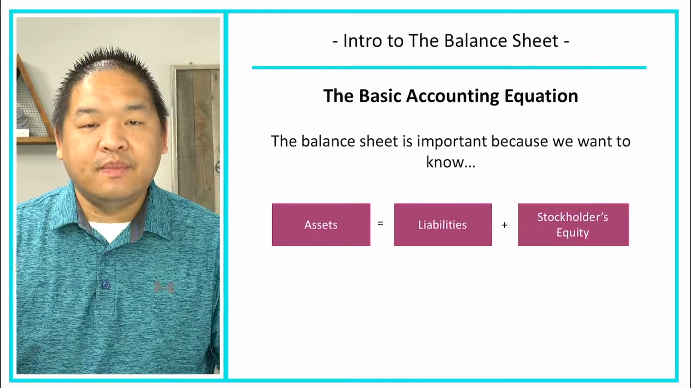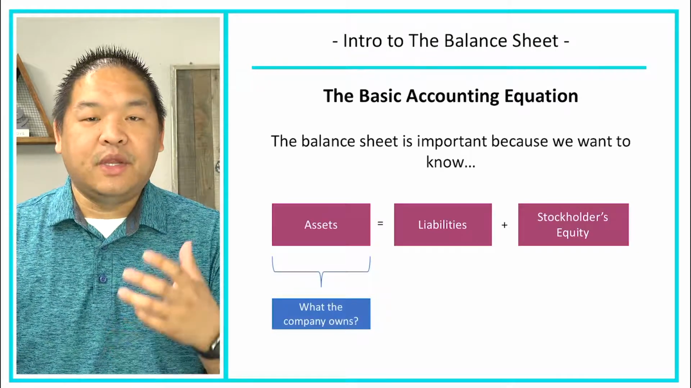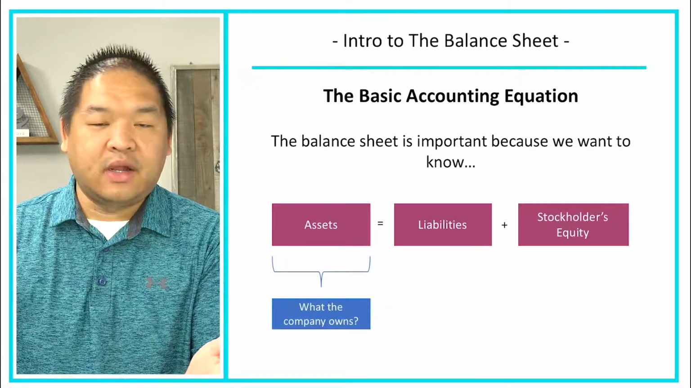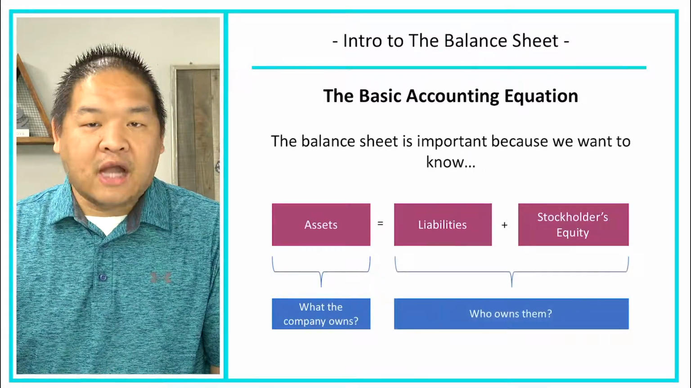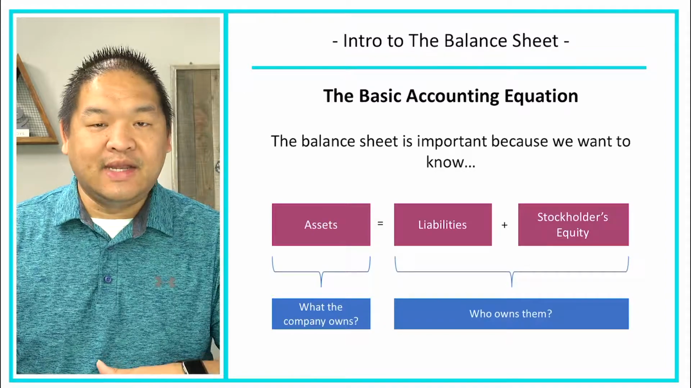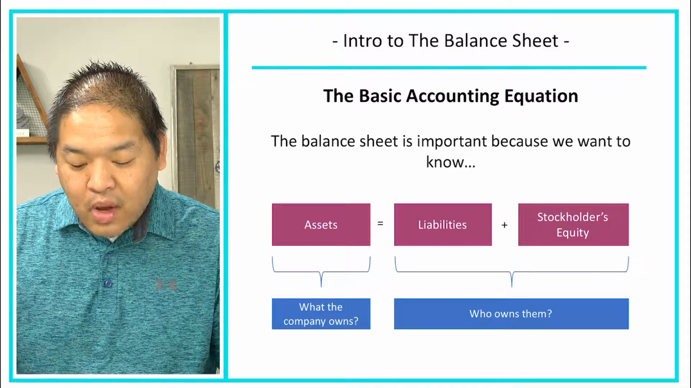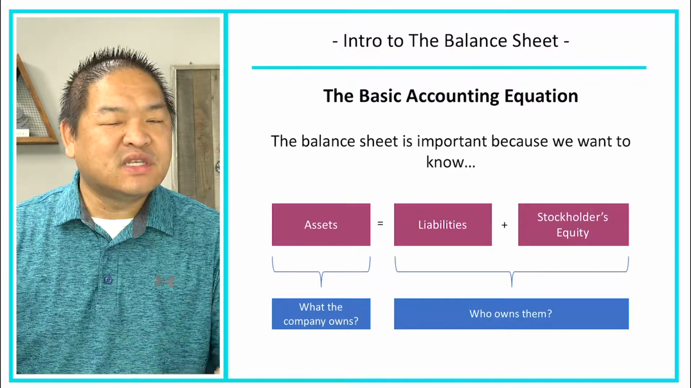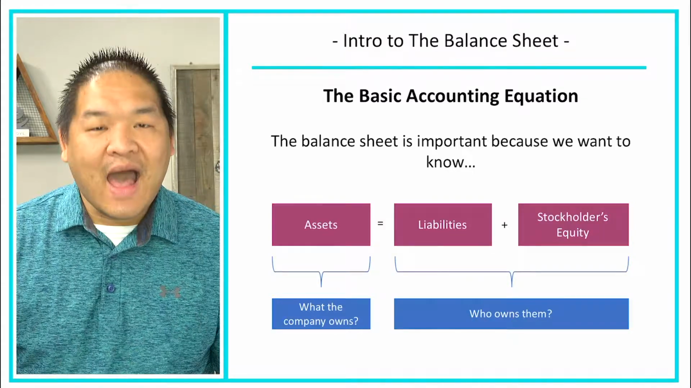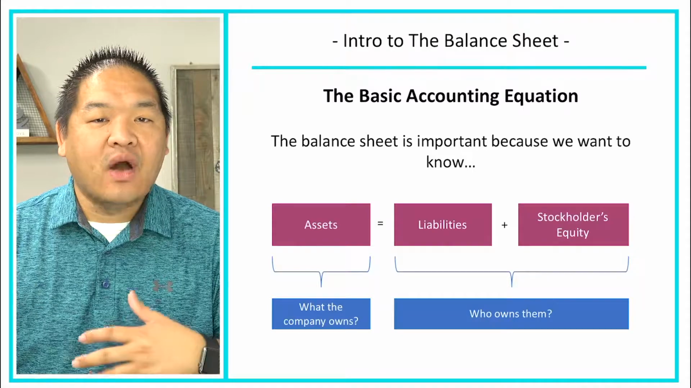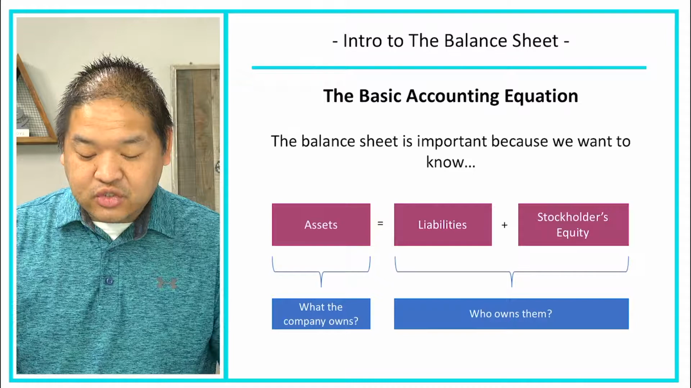What does this equation mean? Well, we said in the last section that the assets tell us what the company owns or controls, depending on how you want to look at it. What does the company control? And then who actually owns them at the end of the day, whether it is their debt holders or whether it is their shareholders. So this is a great statement that tells us kind of what the company has and how the company is financing those assets.